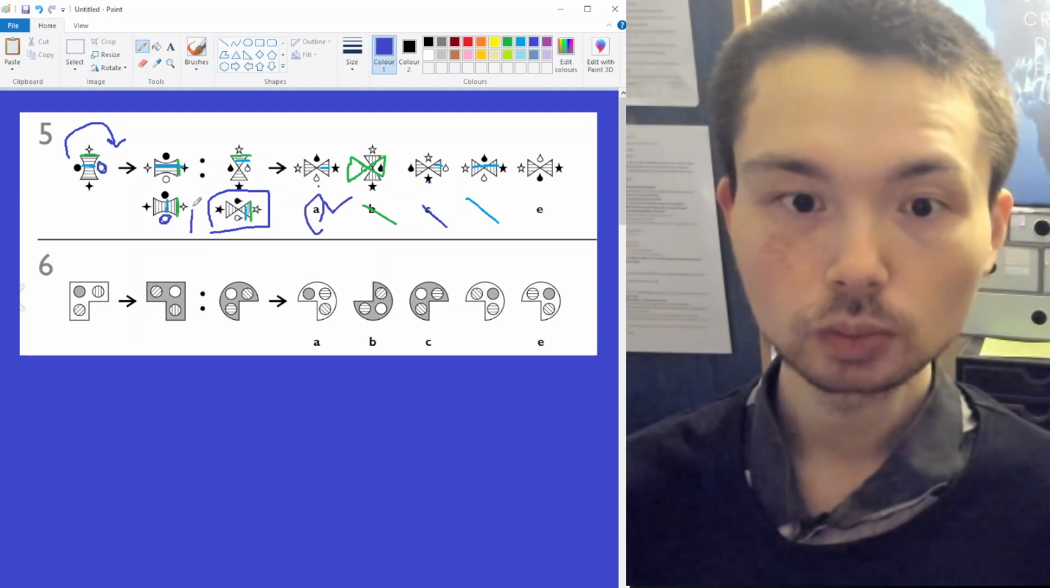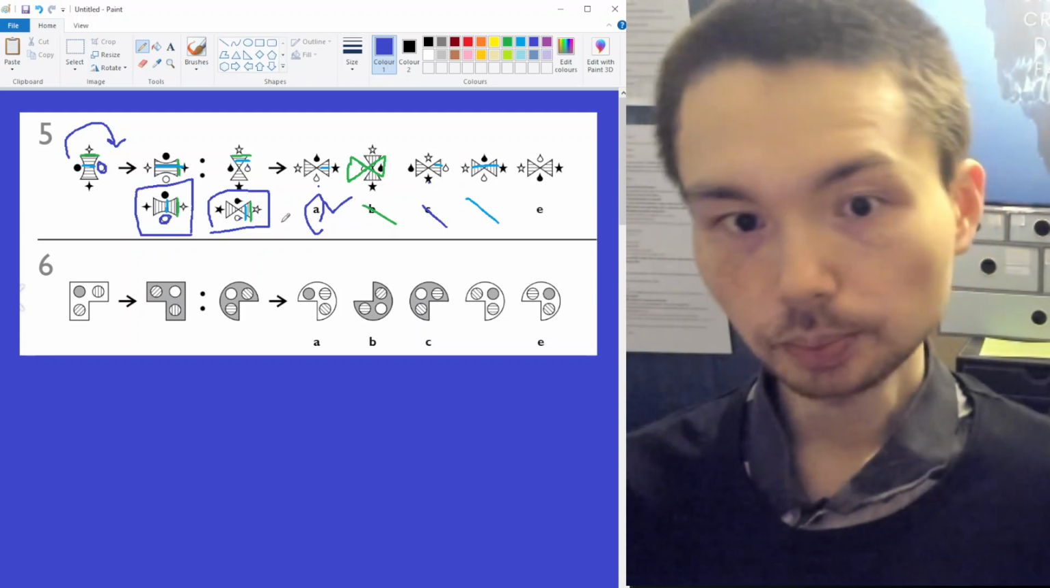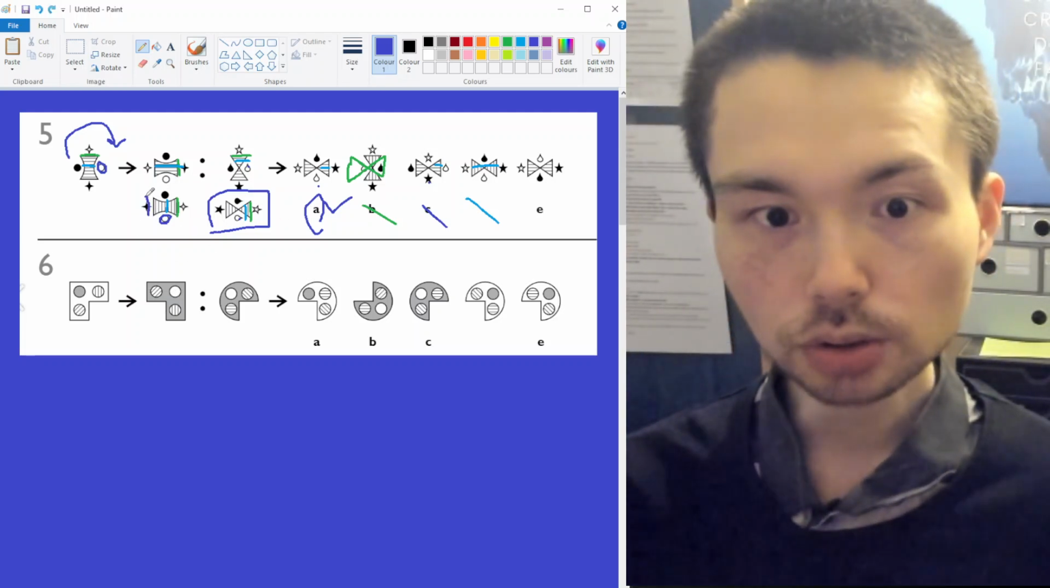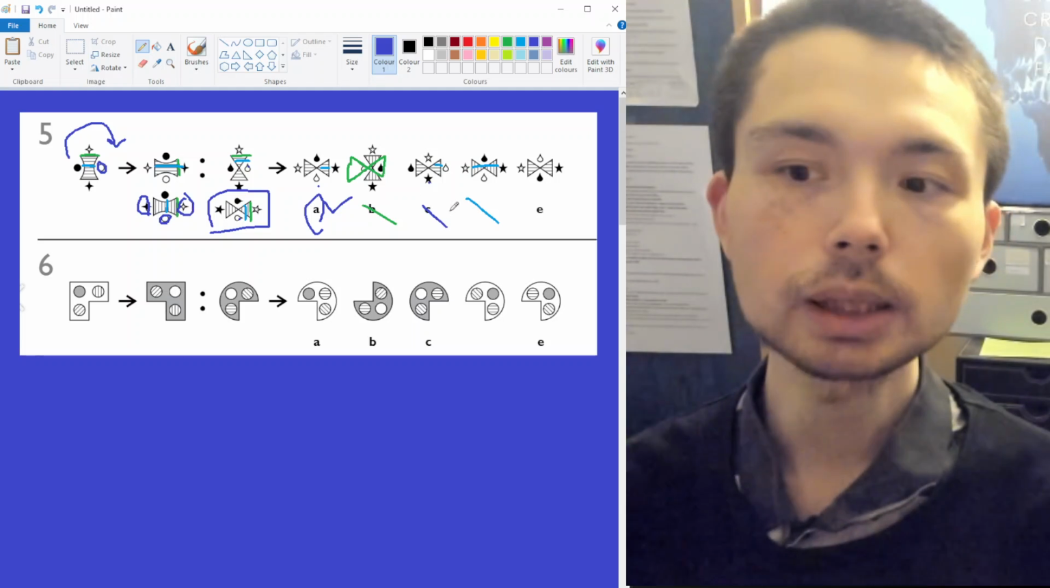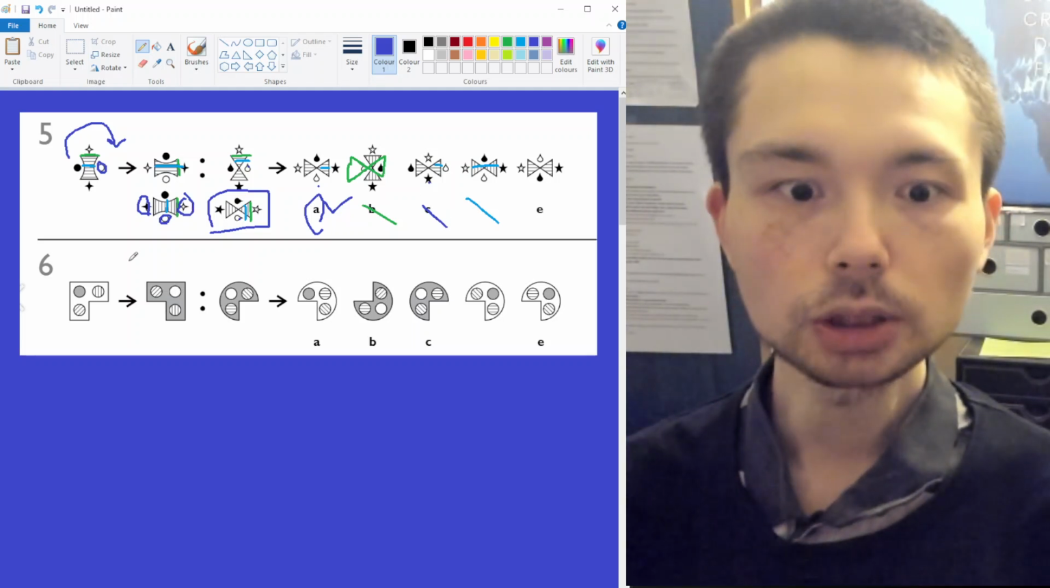Look at this. That has to change. If we look at these stars, so they switch place. That's why it's a little bit difficult. A is the answer.